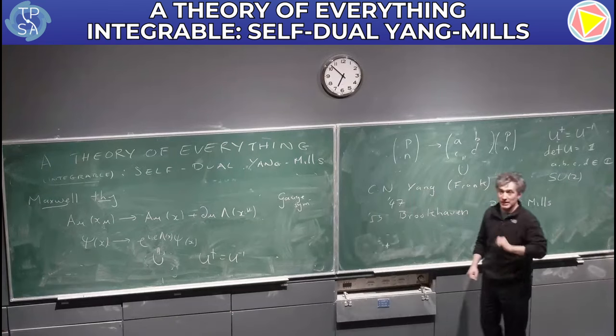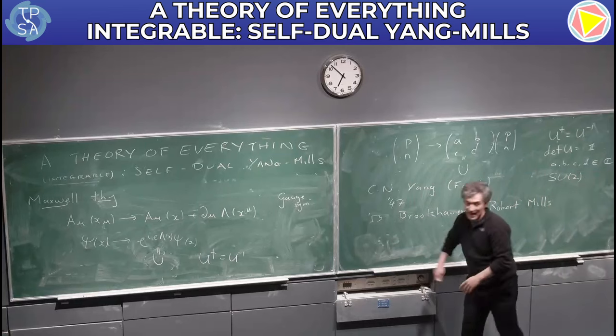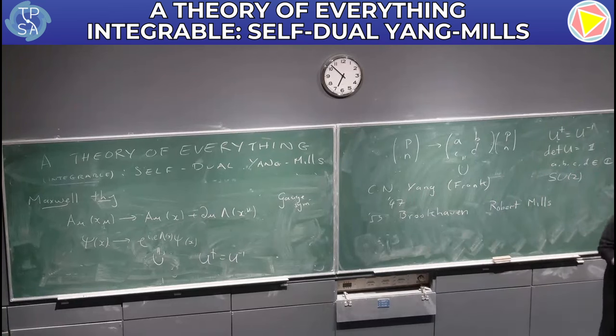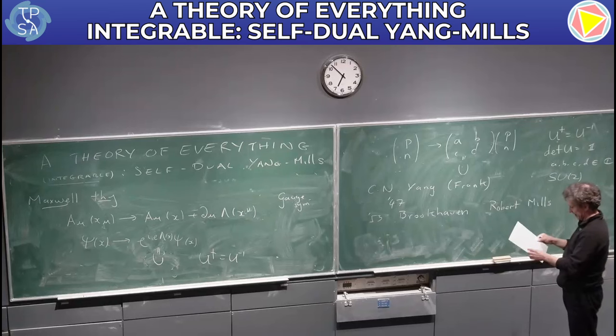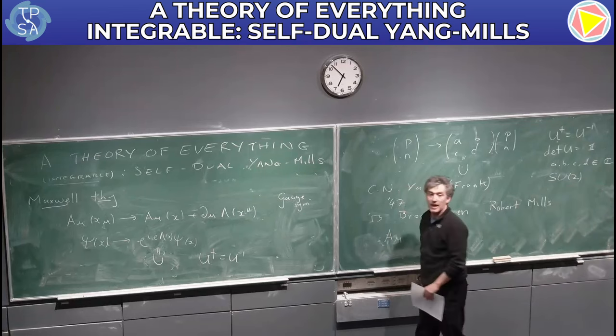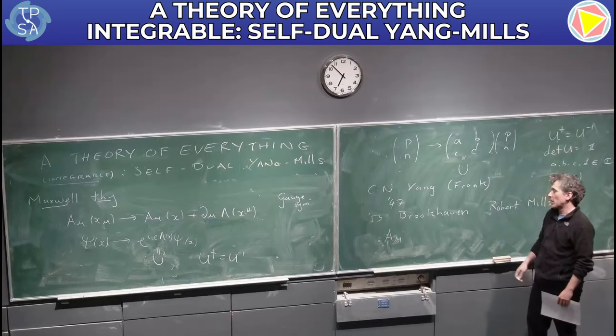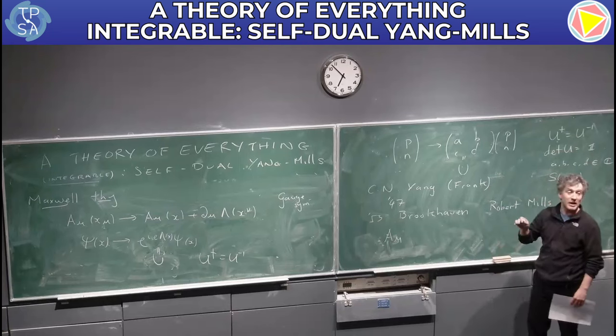And so this generalization is the following. Again, I'll be somewhat sketchy, but I take my gauge field, A mu, again four components, but I make it four matrices.